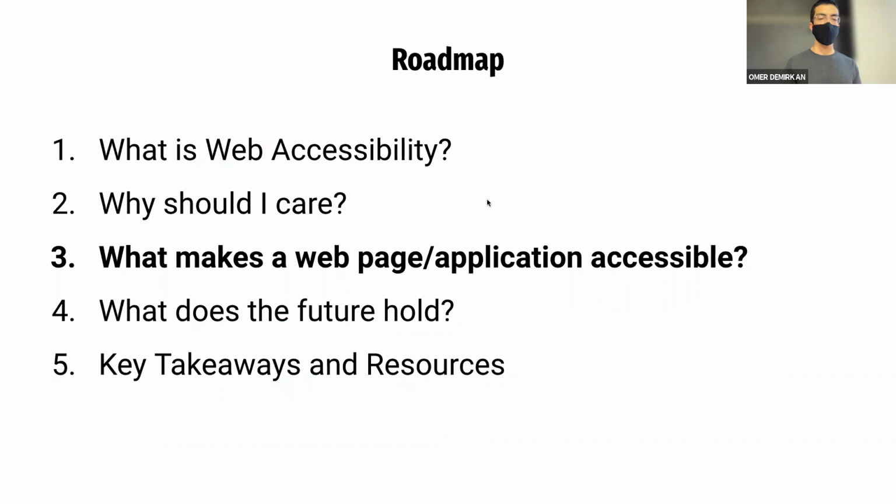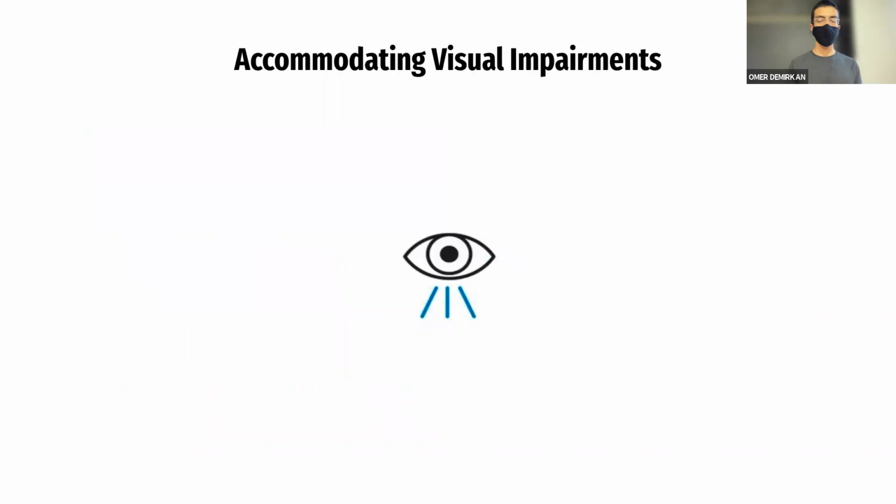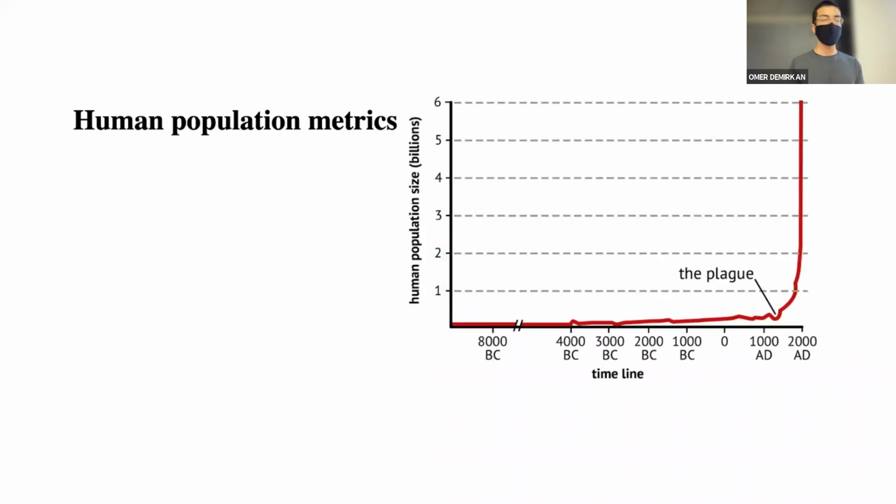Third, I want to talk about what makes a web page or a web application accessible. I'm going to keep this to web content just to keep it general, because this does apply to practically everything on the web. I'm going to split this by different types of disabilities. Firstly, I'm going to start with people with visual impairments, because the problems here are arguably the most profound. Let's start with this example. I'm actually not going to be talking about the human population, because I have honestly nothing to say about it. I don't do anything with demographics.